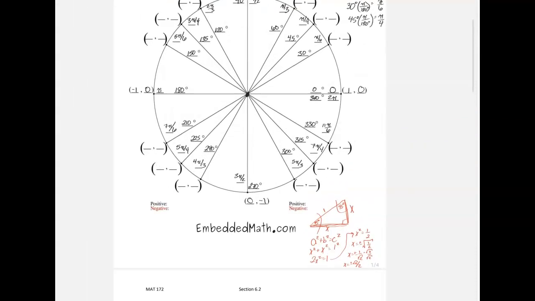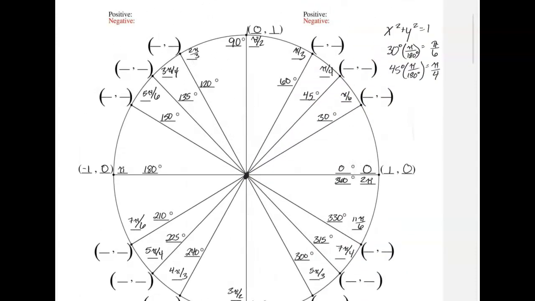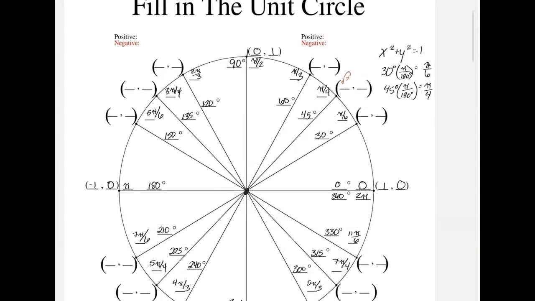So what this is saying is that this length here is going to be square root of 2 over 2. And this length is going to be square root of 2 over 2. So when I think about this triangle here, this guy has an x coordinate of square root of 2 over 2, and this is going to have a y coordinate of square root of 2 over 2. So my ordered pair here is going to be square root of 2 over 2, square root of 2 over 2. Now, I can get all of the other ones by doing reflections.